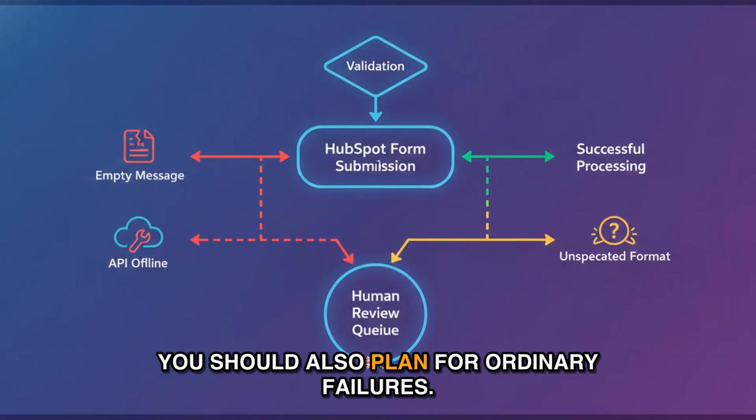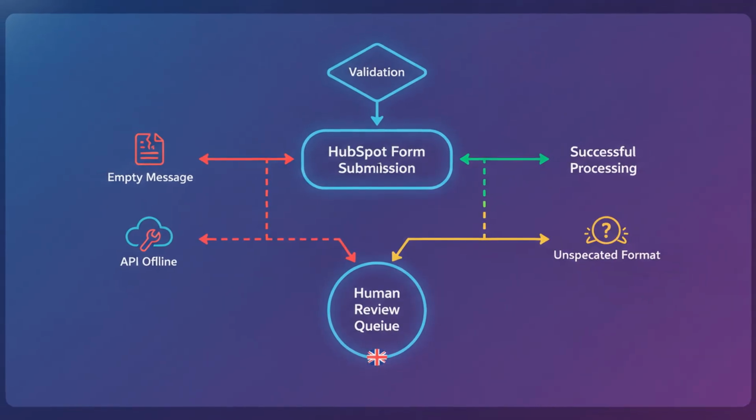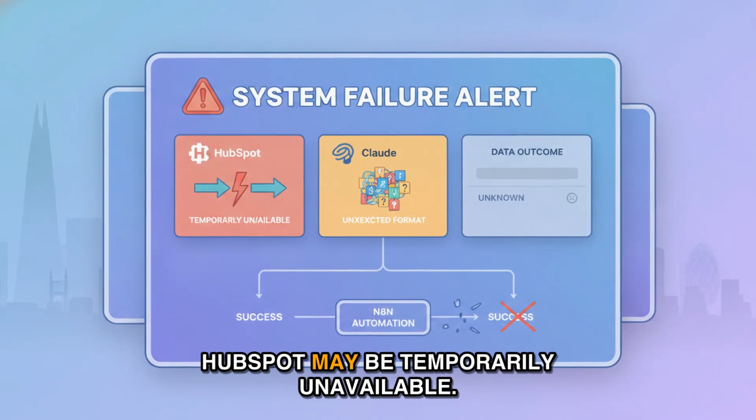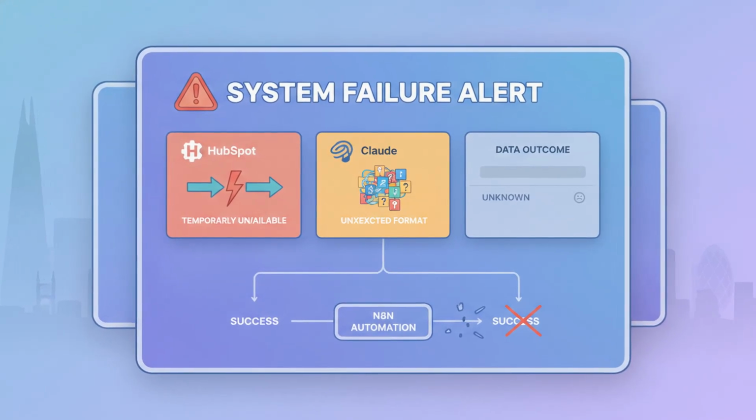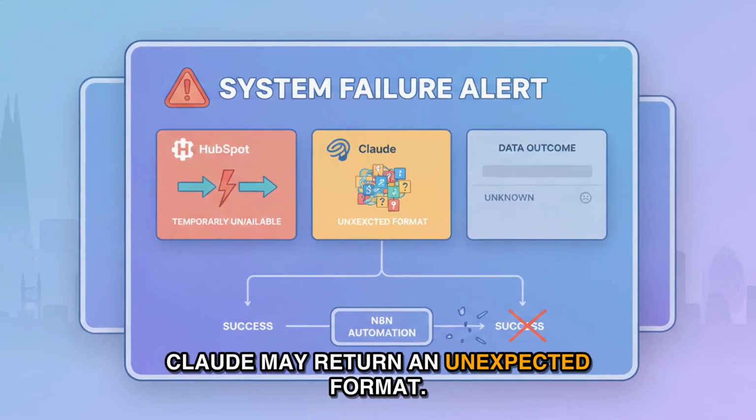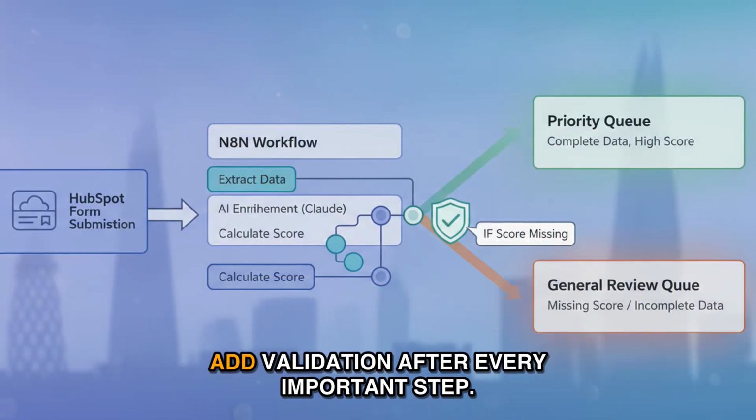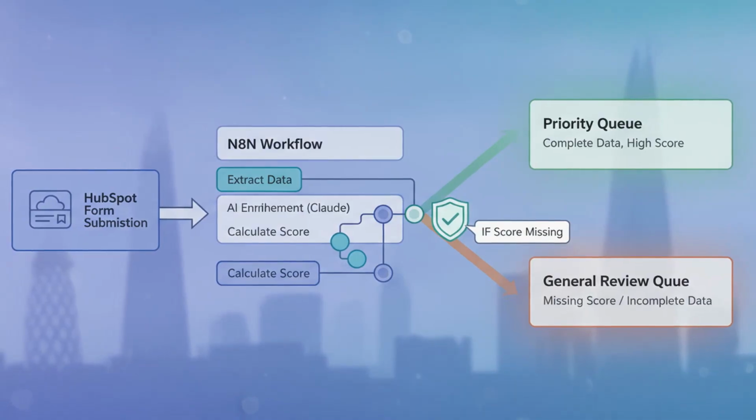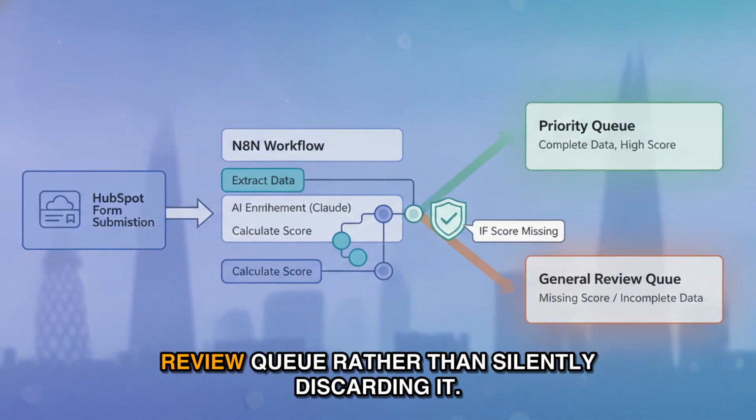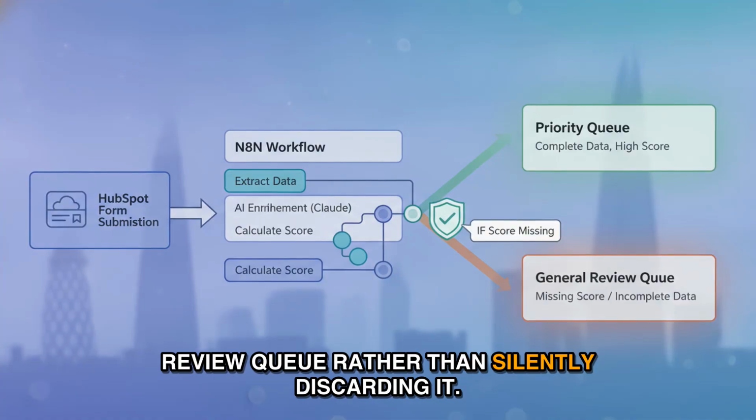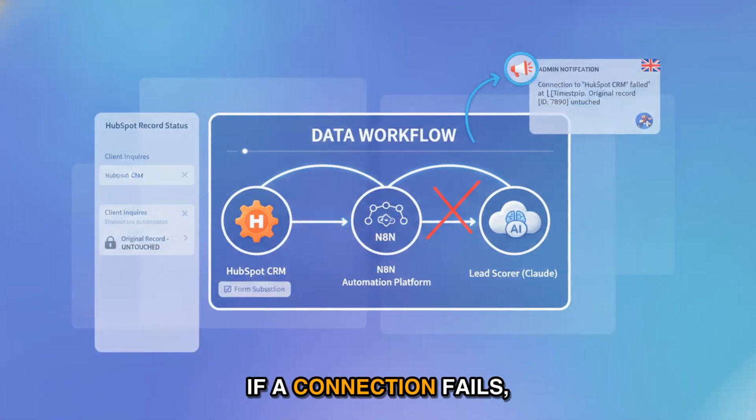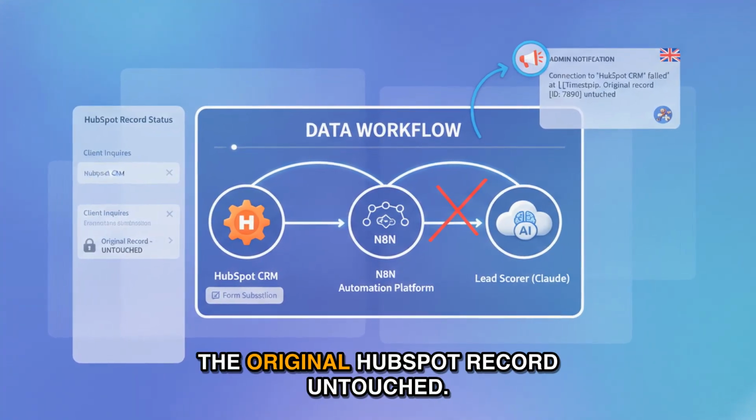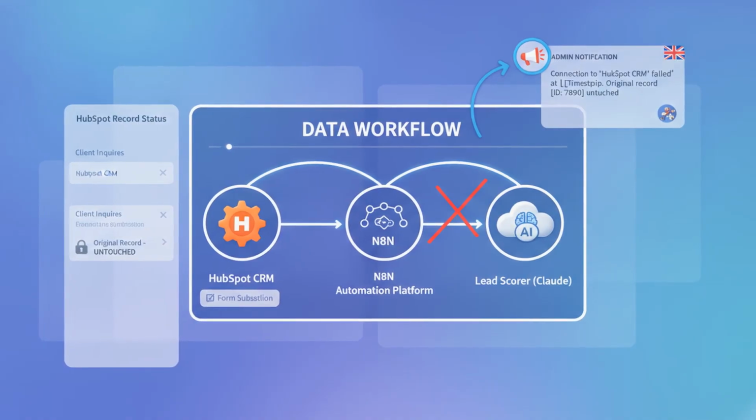You should also plan for ordinary failures. A form may contain an empty message. HubSpot may be temporarily unavailable. Claude may return an unexpected format. Add validation after every important step. If the score is missing, send the inquiry to a general review queue rather than silently discarding it. If a connection fails, notify an administrator and leave the original HubSpot record untouched.